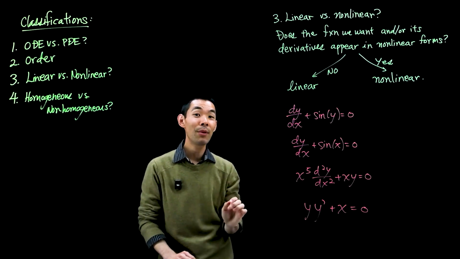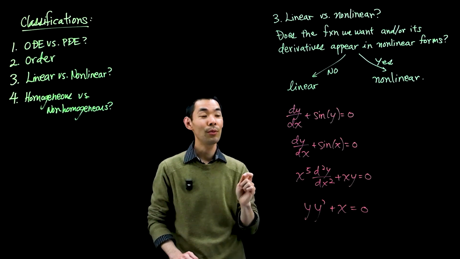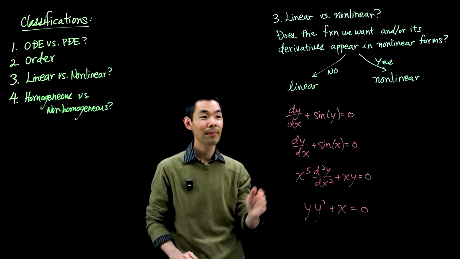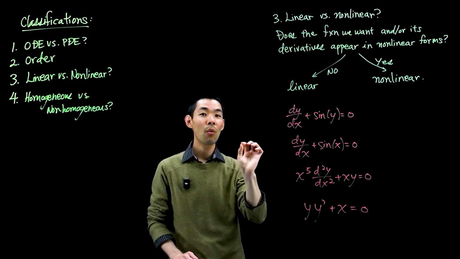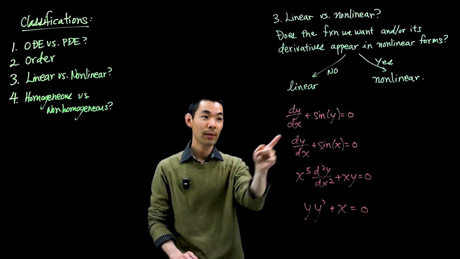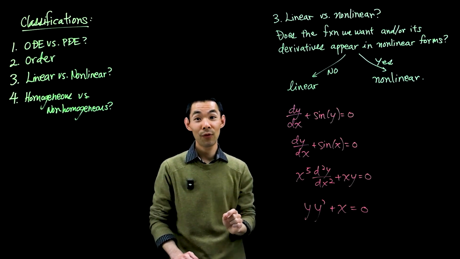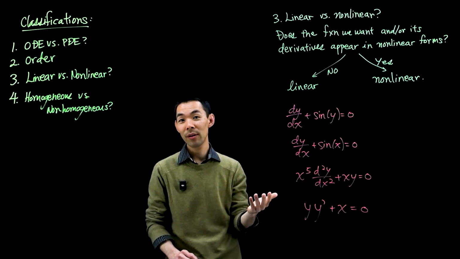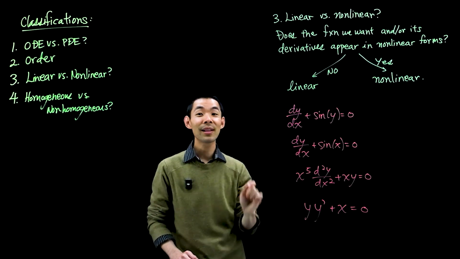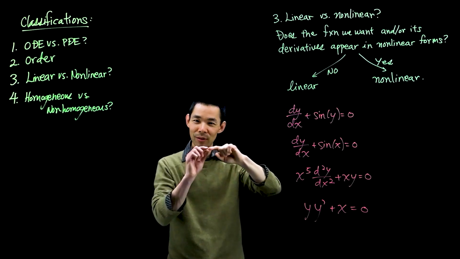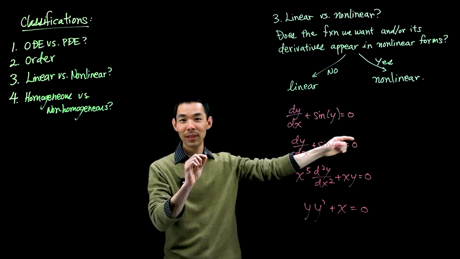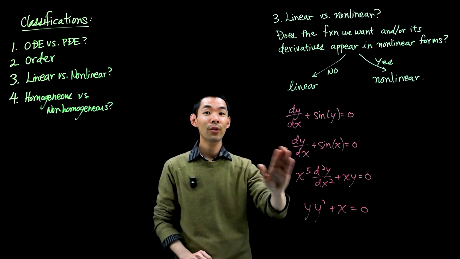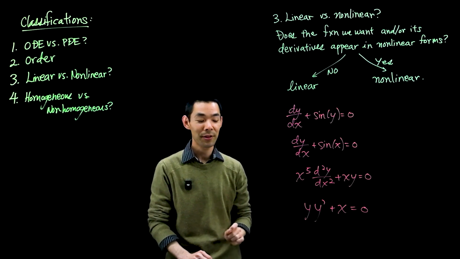First example, dy/dx plus sine y is equal to 0. Now, y is the function you want. y is a function of x. And now you ask yourself, does y or its derivatives, like dy/dx, appear in nonlinear forms? The first term here is linear because the derivative is a linear operator. But the second term, sine y, is a nonlinear function. You know what a sine looks like. It's got waves, it goes up and down, it curves around. It's nonlinear, it's curvy. Therefore, this differential equation is a nonlinear differential equation.